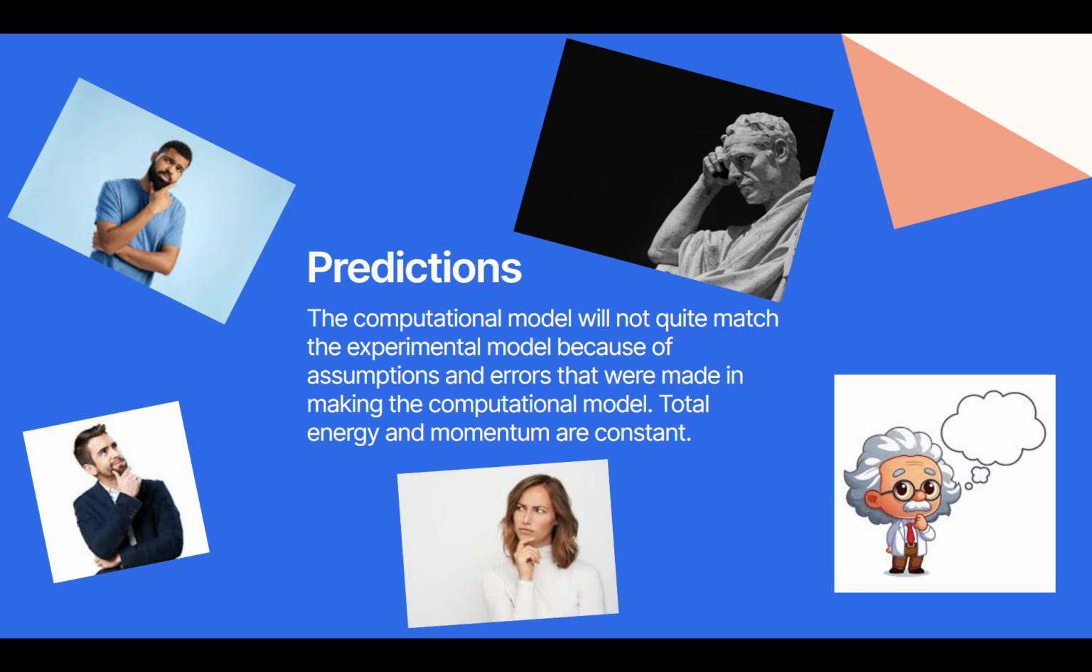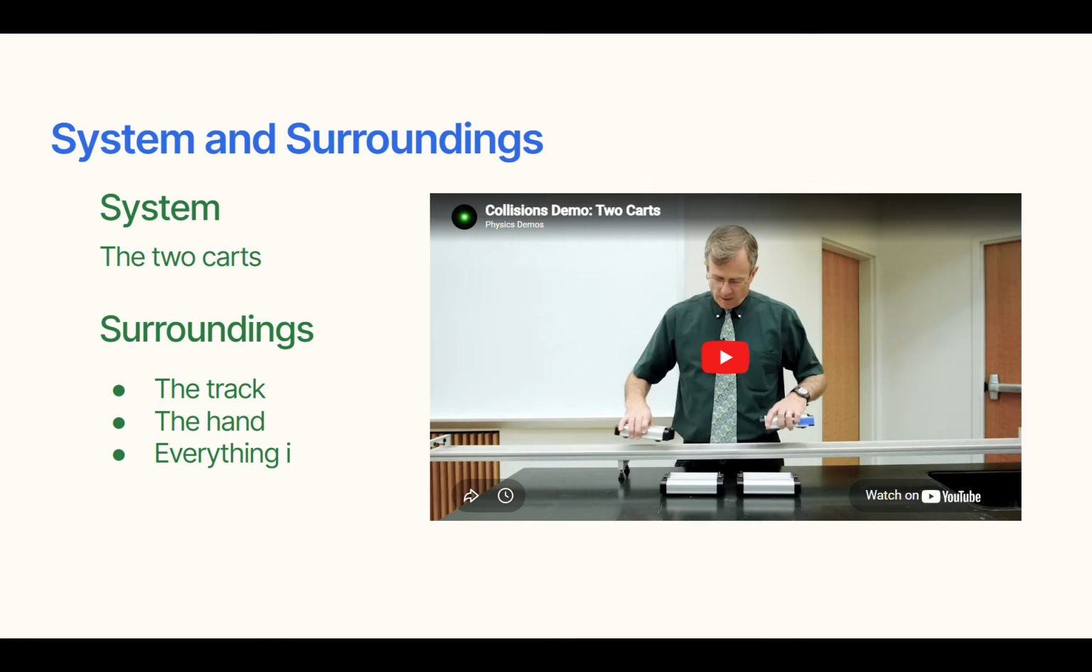So predictions. I predict that the computational model will not quite match the experimental model because of assumptions and errors that will be made in making the computational model, and also that the total energy and momentum are constant. The system is defined as the two cards which are undergoing the collision, and the surroundings include the track, the hand, and everything in the surroundings. And this is the video I took from YouTube for the experiment.